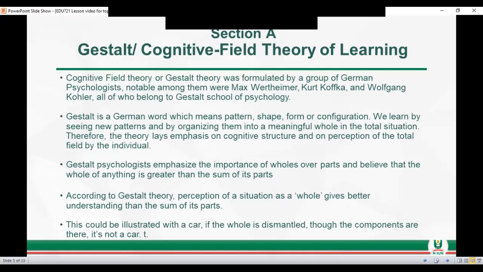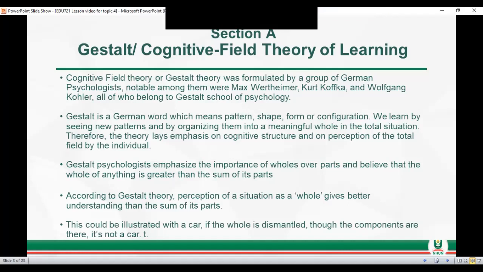Gestalt or cognitive field theory of learning was formulated by a group of German psychologists. Notable among them were Max Wertheimer, Kurt Koffka, and Kohler, all of whom belong to the Gestalt School of Psychology. Gestalt is a German word, which means pattern, shape, form, or configuration. We learn by seeing new patterns and by organizing them into a meaningful whole in the total situation. That is the belief of the theory.